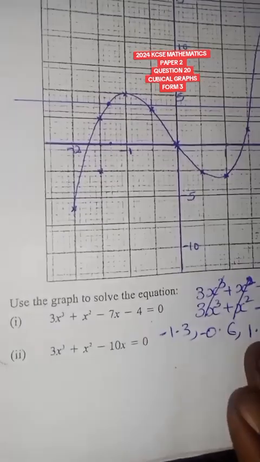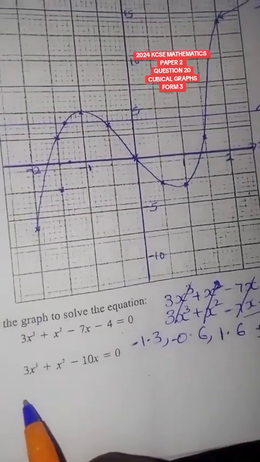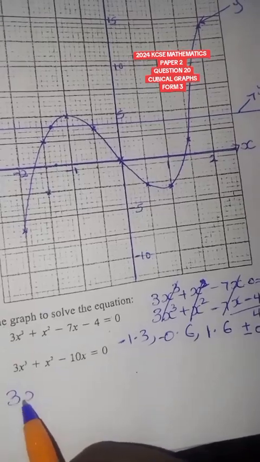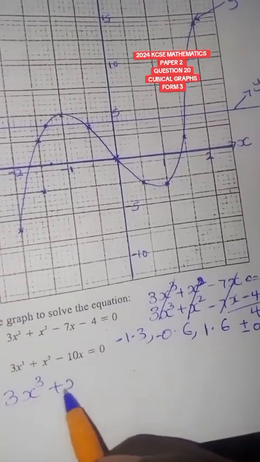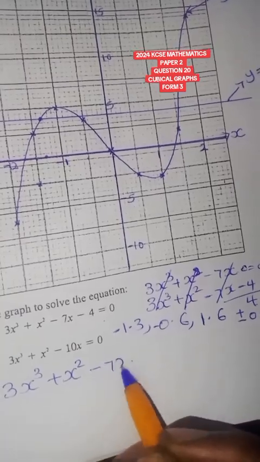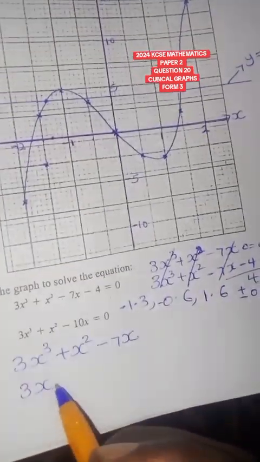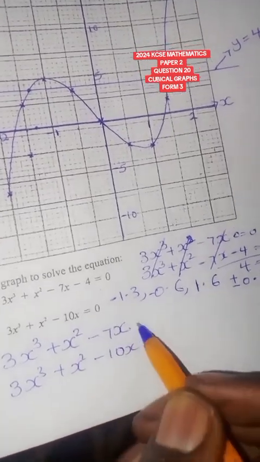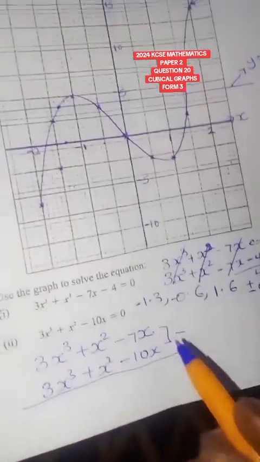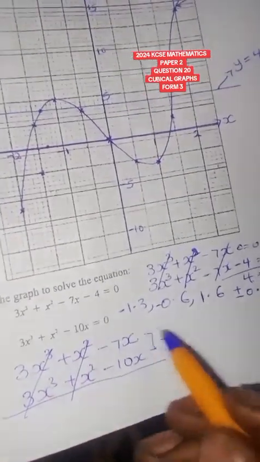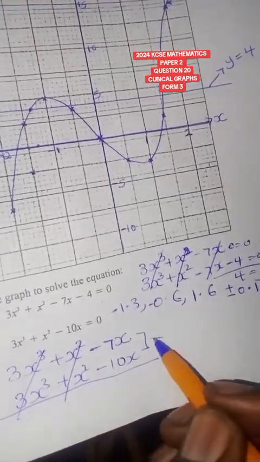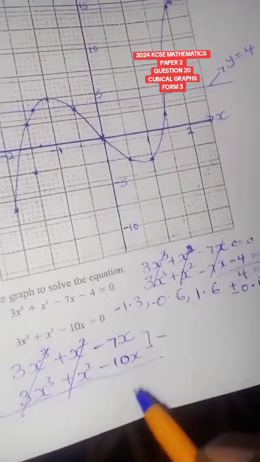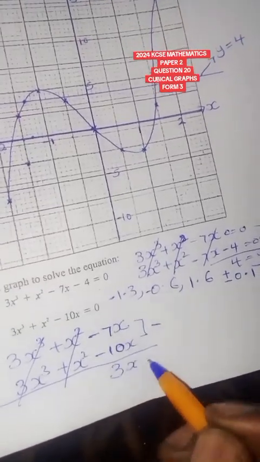Then we look at the second one. Also the second equation we are going to equate. So we are going to equate the original equation, which is 3x cubed plus x squared minus 7x with the 3x cubed plus x squared minus 10x. Then we subtract them to get the equation. So these ones will cancel because they are the same. Then minus 7 minus 10, this one is 3x equals y.